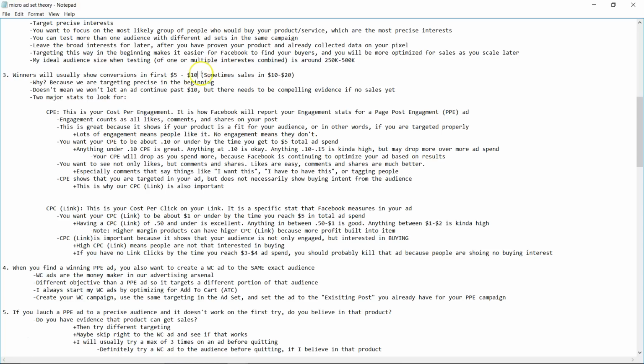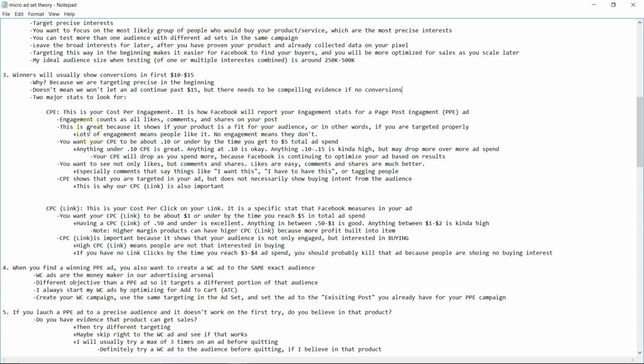Generally by $10, I'm looking at it and deciding whether or not I'm going to keep this running. Sometimes I'll let it go past that, but honestly, not usually. So it's usually $10 to $15 that I've found. I'm looking for those conversions. That doesn't mean I won't let it run any farther than that, but there needs to be a lot of compelling evidence that this is a winner.